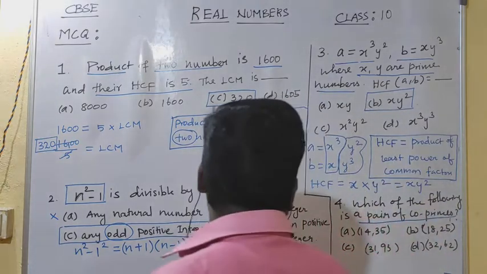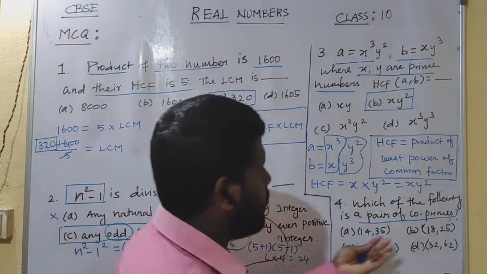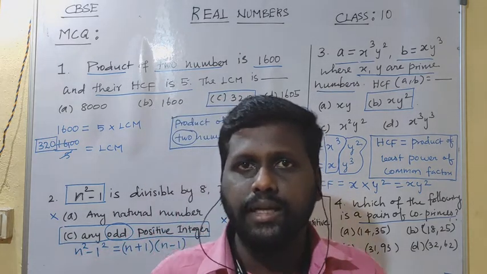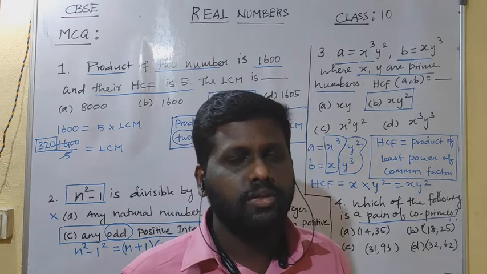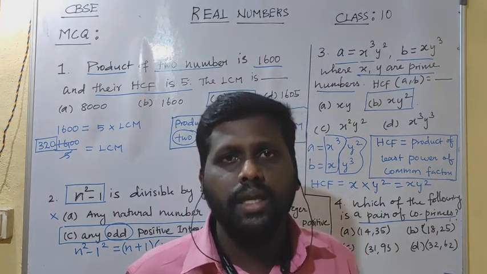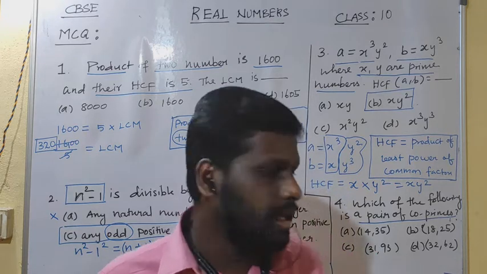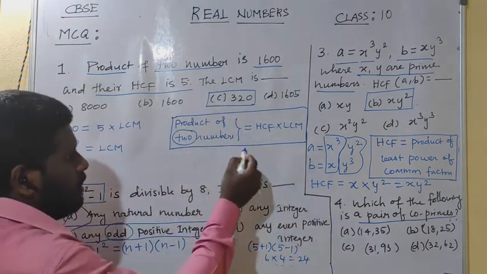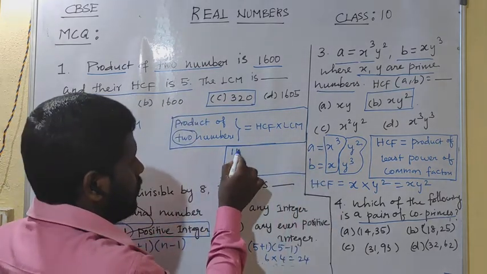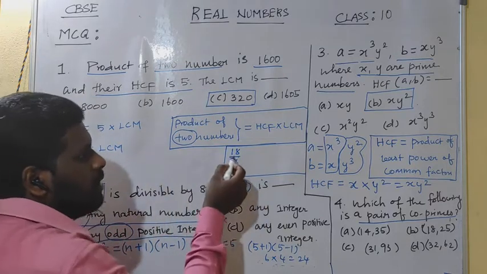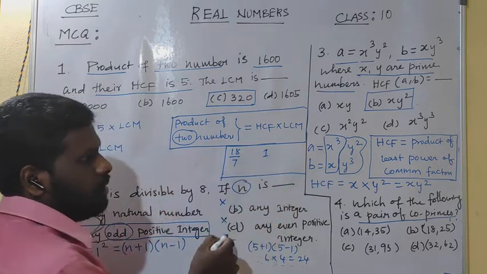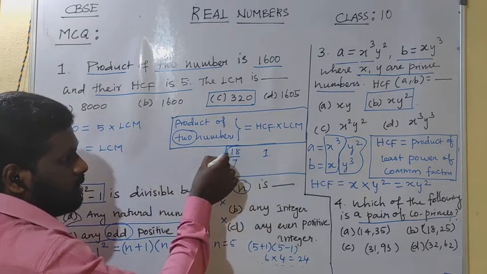For example, let us check which pairs are going to have only 1. Coprime means two numbers going to have only 1 as a common factor. So students, you should not misunderstand that the numerator and denominator both should be prime numbers. It's not like that. For example, let us take a smaller pair, 18 and 7. What's the common factor of 18 and 7? Definitely 1 only.